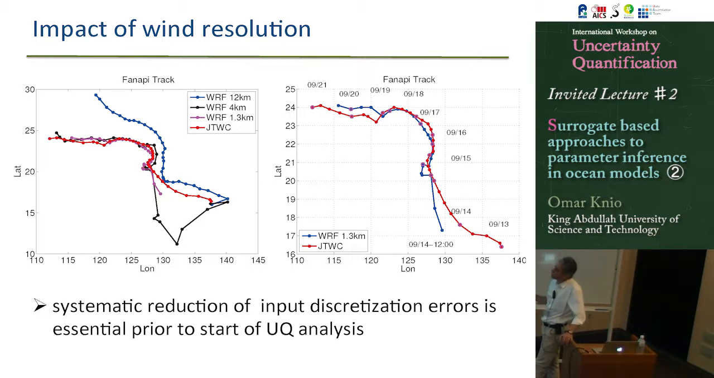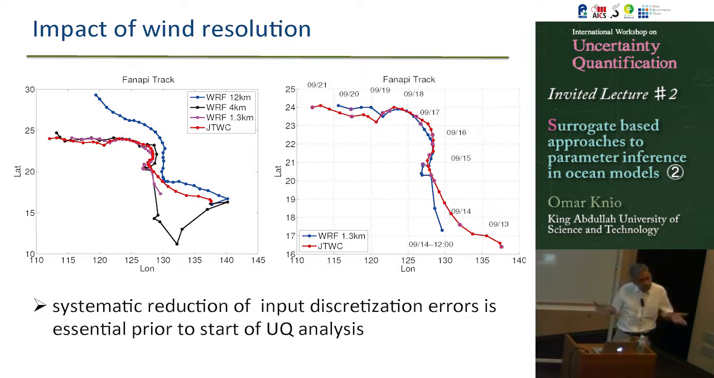Okay, so you started with 12, and we said to our weather colleagues, come on, we really cannot start inferring parameters if the track of the hurricane is in the wrong place. So can you help us out a little bit? They said, oh, you're nice guys, we're going to run WRF at 4 kilometers. Well, you run it at 4 kilometers, it went worse. Before they dropped it to 1.3, and at least we had the typhoon in the right place with the right wind intensity.